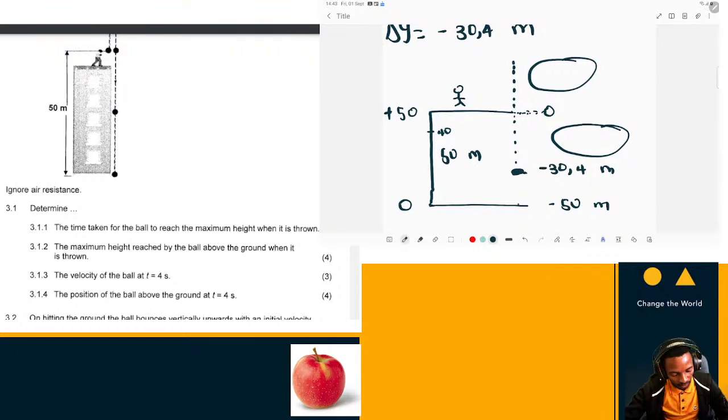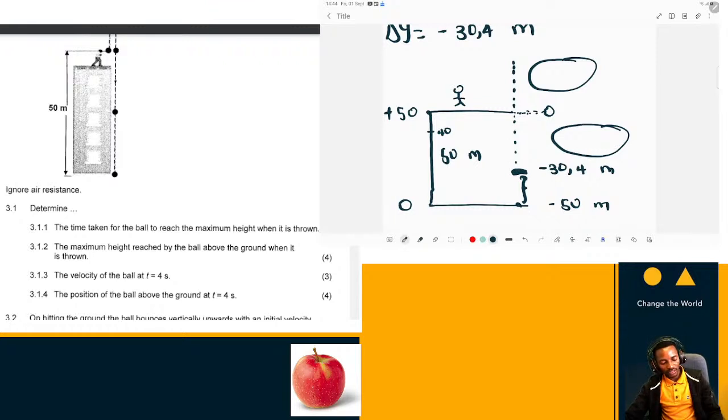So if we want now the height above the ground, let me see the question. The position of the ball above the ground. So this is the ground, this is the position of the ball above the ground. We know the height of the building is 50, and we know the distance which was traveled by the ball, it's 30.4 meters from the thrower at some point here.